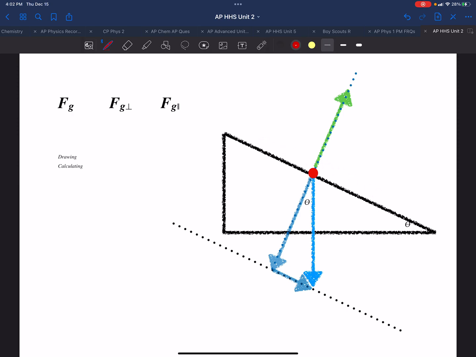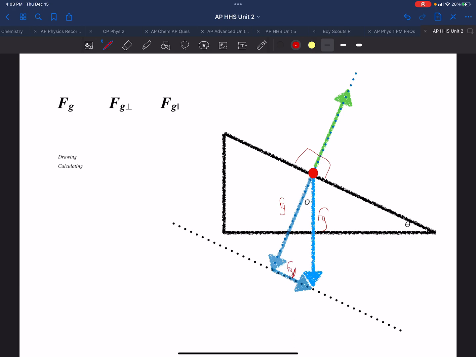Now, when an object is placed on an inclined plane like this, we know that gravity is pulling it down. It's pulling it downward, but it's also pulling it inward. It's not just floating in the air. So gravity is pulling it into the plane and downward. We can draw this force of gravity vector by breaking it into its components. This is a component of gravity, and this is a component of gravity.